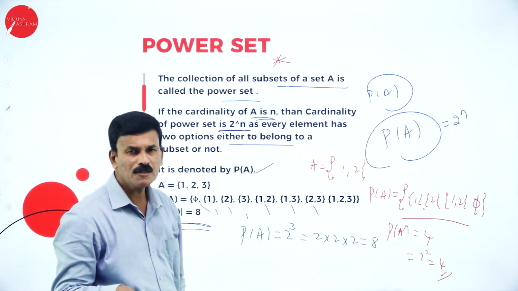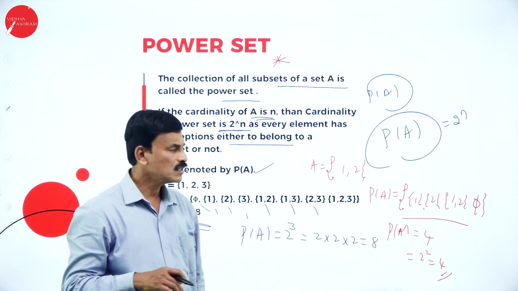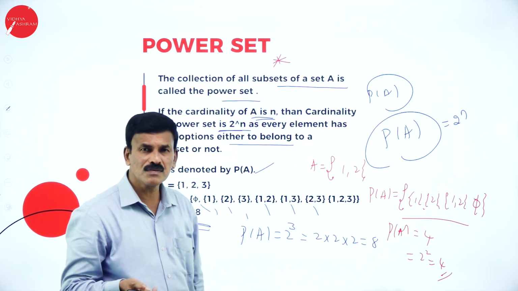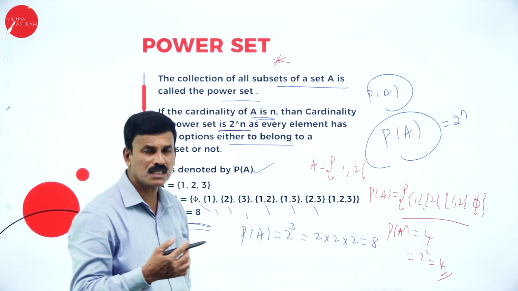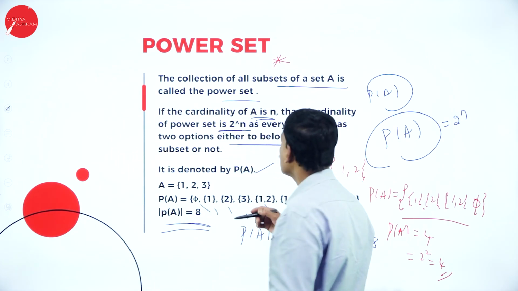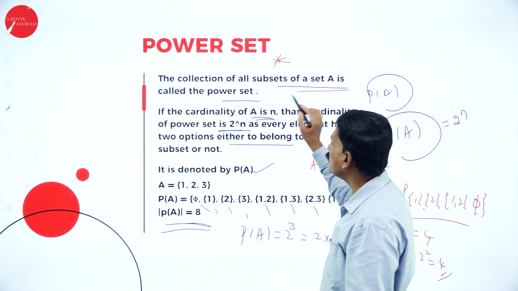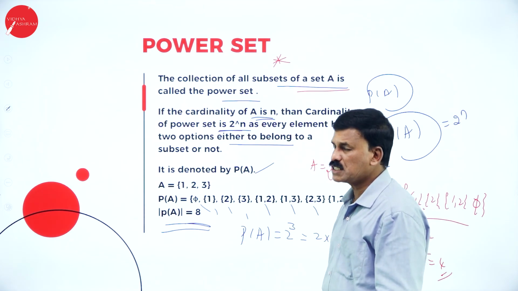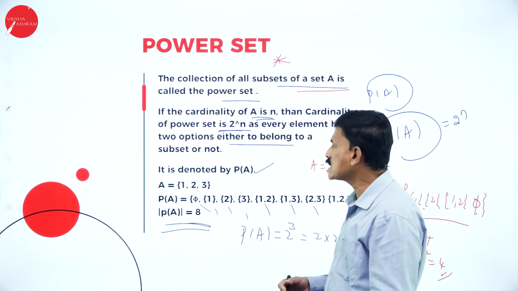So, in general, the number of subsets including the null set and the given set forms the power set, that is, the cardinality of P(A). So, power set means the collection of all the subsets of A, including the null set and the set itself.